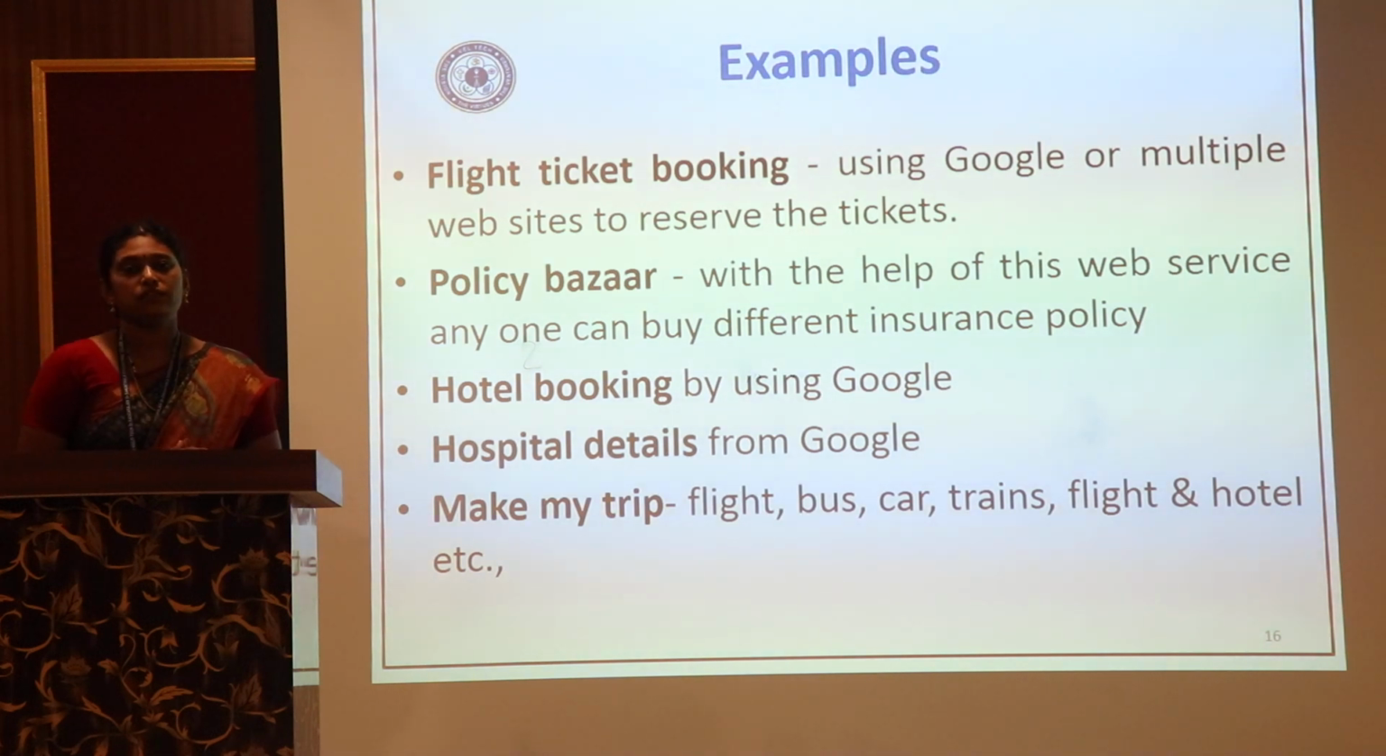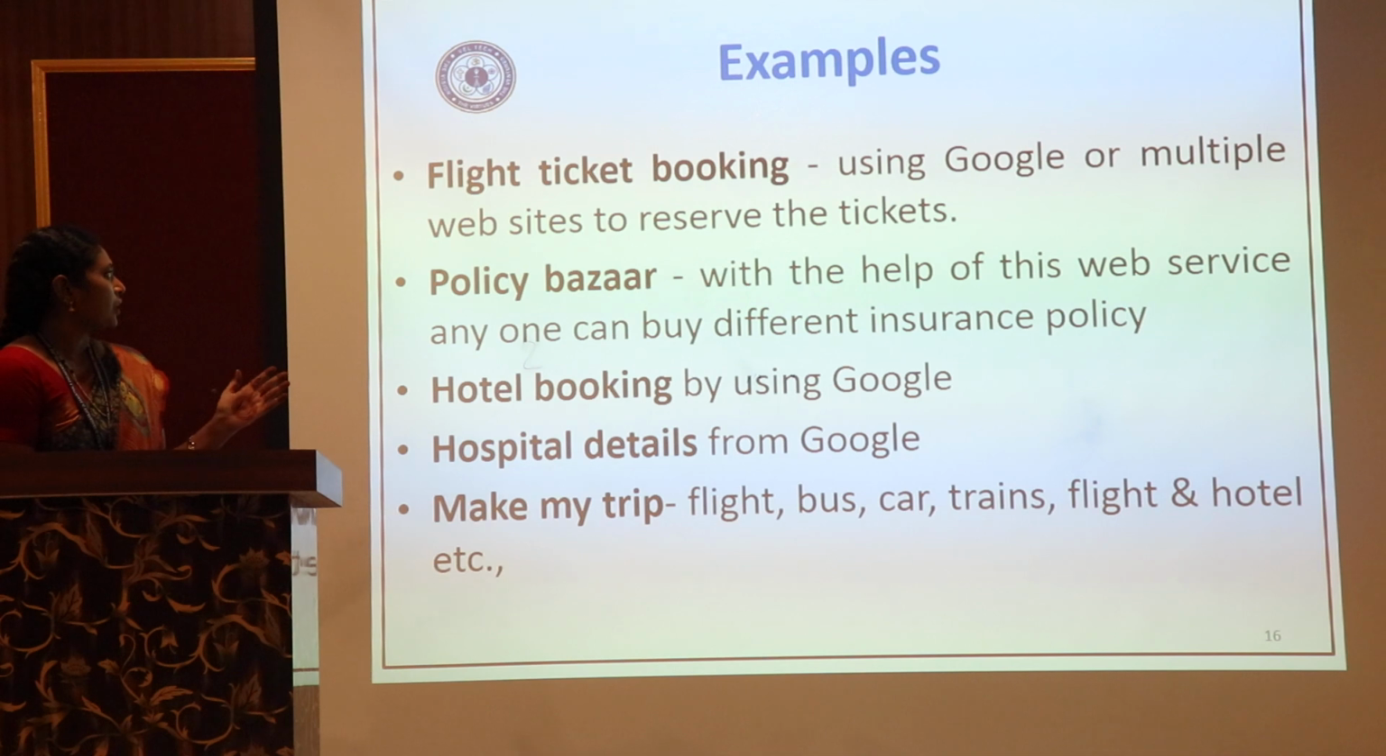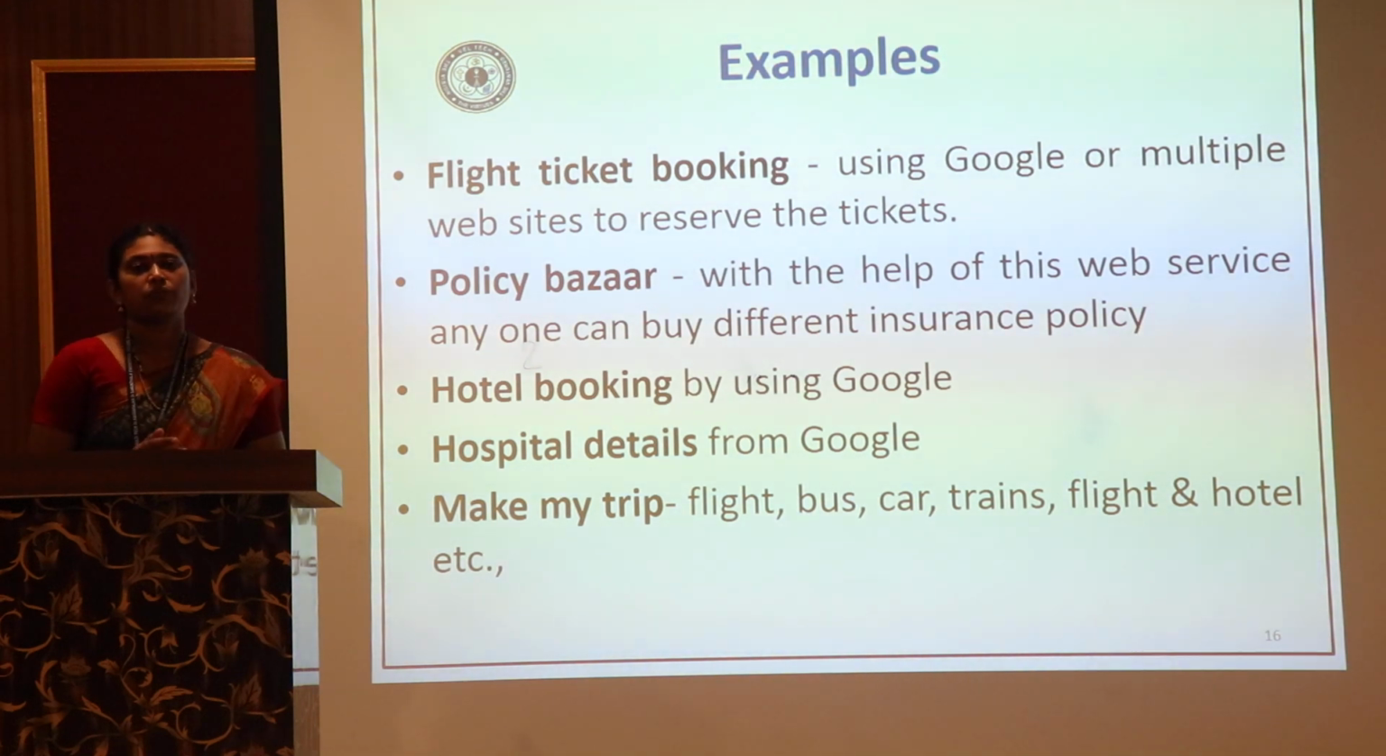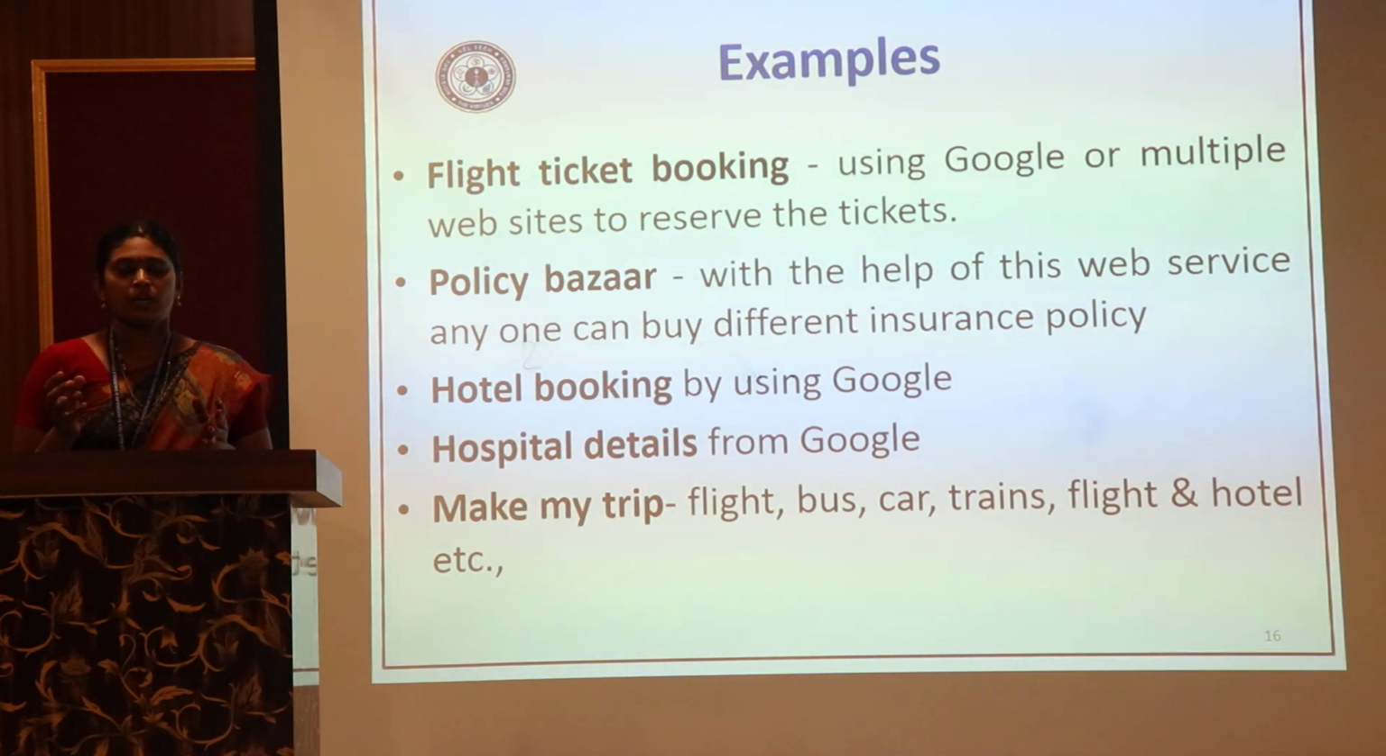Then next we are going to see some examples of service-oriented architecture. The first one is flight ticket booking. For flight ticket booking, while we are searching in Google, we have many websites to book the flight tickets. Each and every airline has its own website, but while we are searching in Google, we can access many websites in a particular web service.